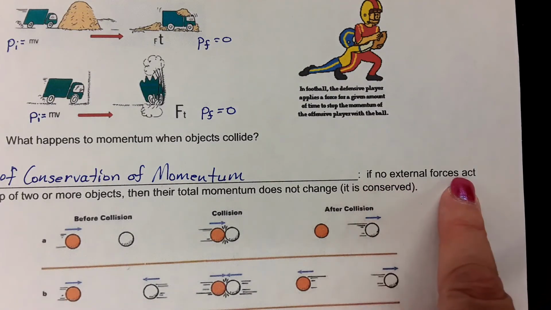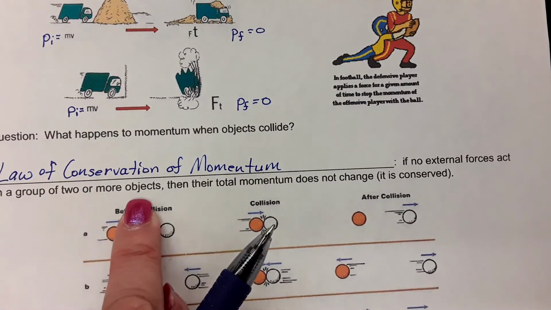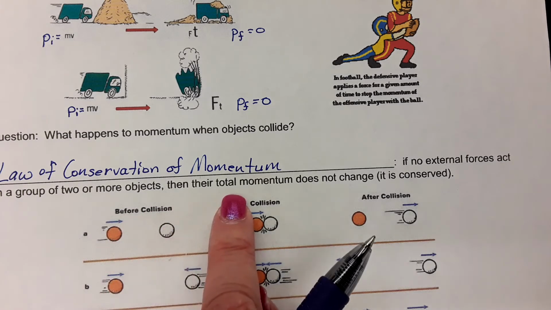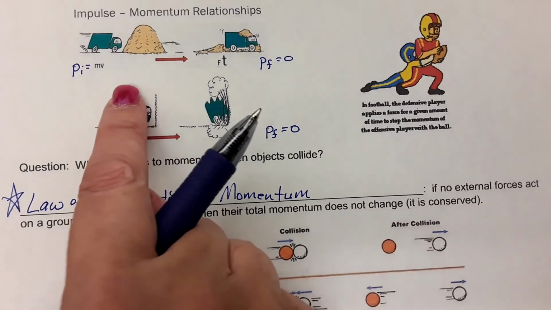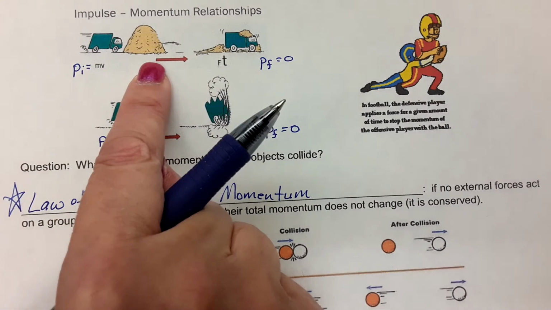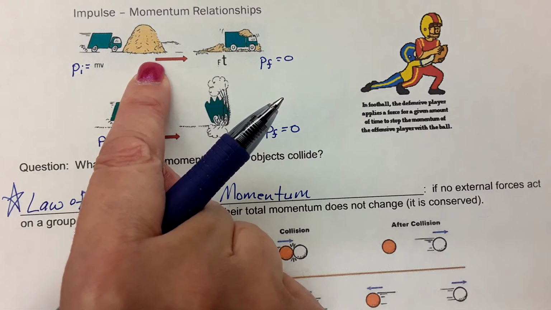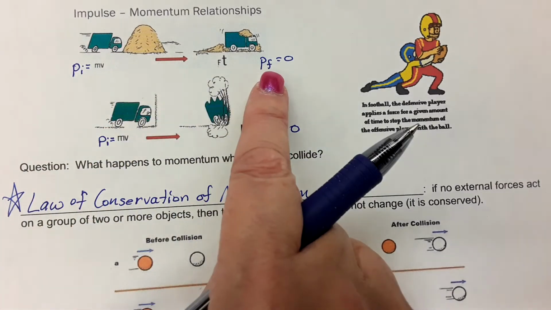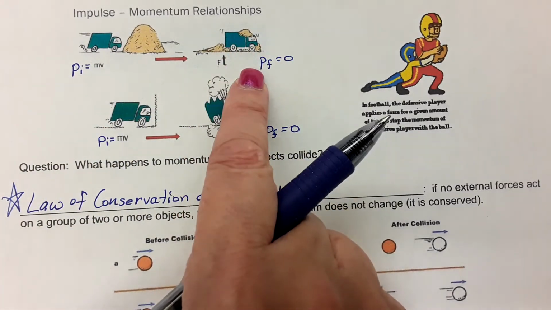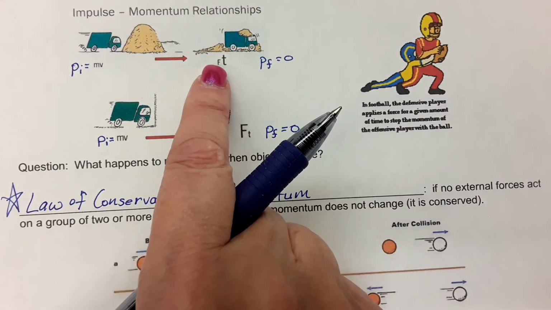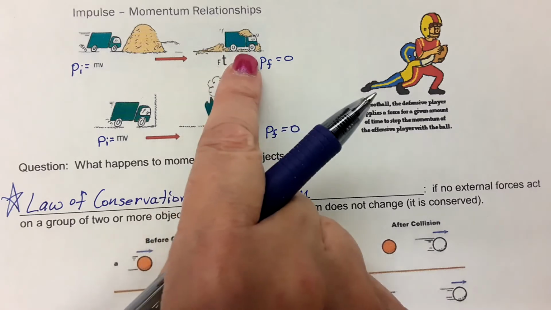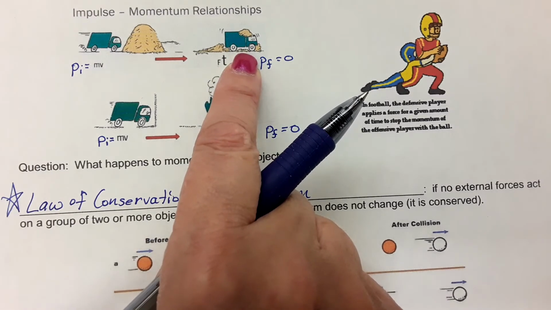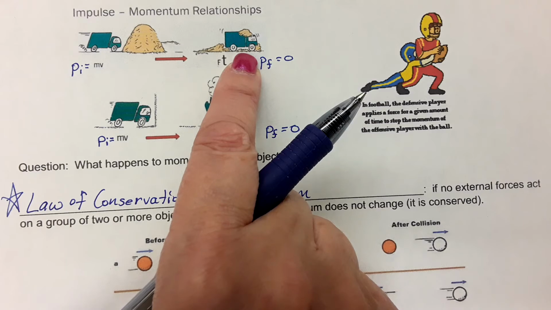If no external forces act on a group of two or more objects, in other words, if the system is isolated, then their total momentum does not change. It's conserved. So if we look at the truck, it has momentum, but so does the haystack. It has 0 momentum. After collision, the total momentum of the system must be the same. So, where did the momentum of the truck go? Oh, it went to the haystack, because if you'll notice, the haystack has now been moved. Because it was moved, it had momentum.